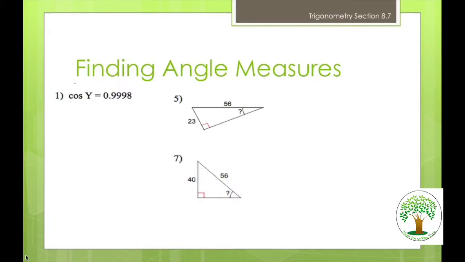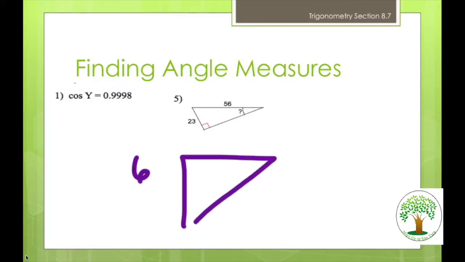Let's totally get rid of this. We're going to do your 6. And your 6 looks like this: 46 over 54. You're looking for this one, and it's got a 46 here and a 56 there.